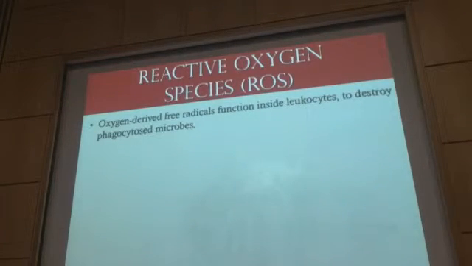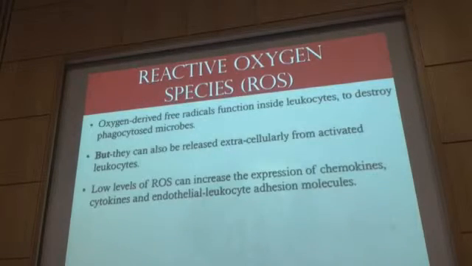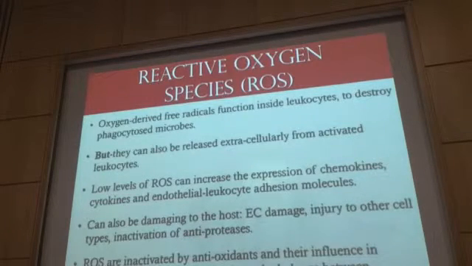Reactive oxygen species are also produced intracellularly in the effort of killing pathogens and phagocytosing the microbe, but they can also be released from activated leukocytes. Low levels can actually increase the expression of chemokines and cytokines and adhesion molecules, so actually be pro-inflammatory mediators. But at higher levels, what we get is tissue damage, which is part of the reason that prolonged inflammation will cause tissue damage. They're inactivated by antioxidants that scavenge them.